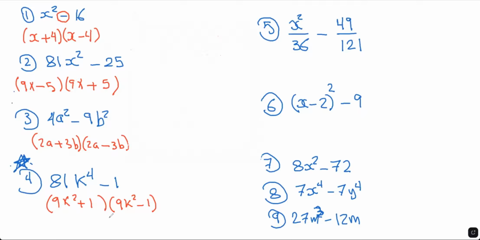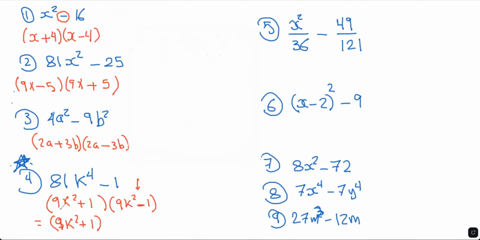Now, if you look at this, the condition we said about the difference of two squares is still met in this bracket right here, because it's a minus in the middle. That's a perfect square. That's a perfect square. So your final answer should have been 9k squared plus 1. So you don't touch this.